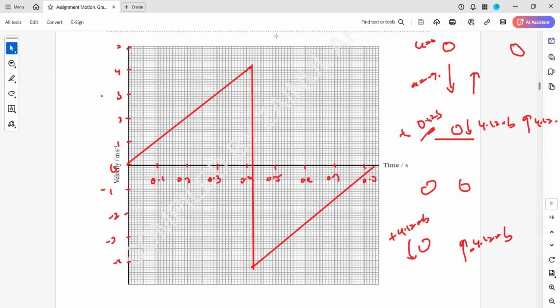If I consider downward as positive and upward negative, this is the shape, but if I consider downward as negative and upward positive, the shape of the graph will be opposite. Is it clear, this one?